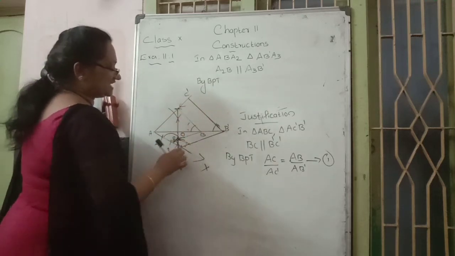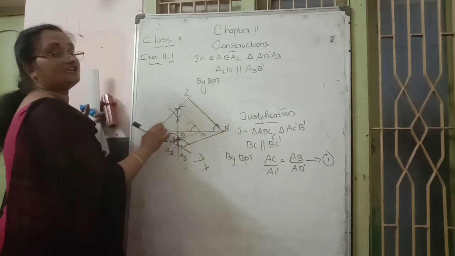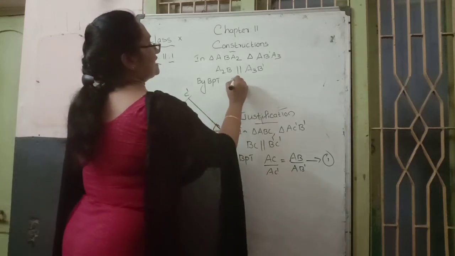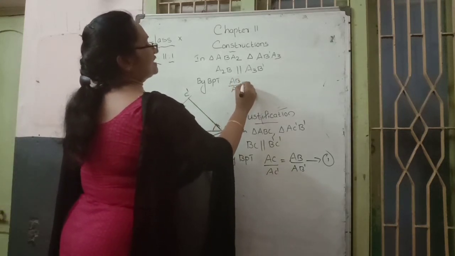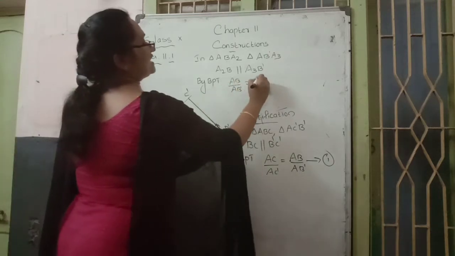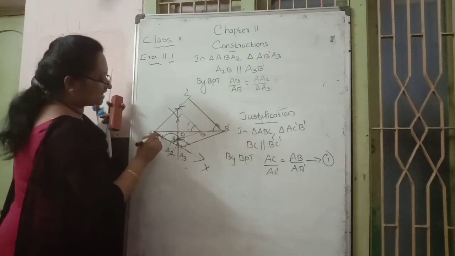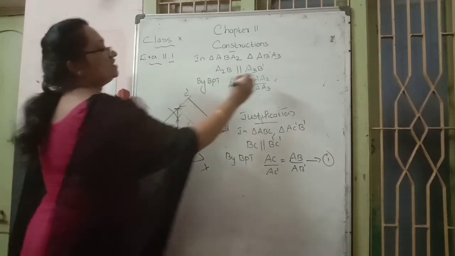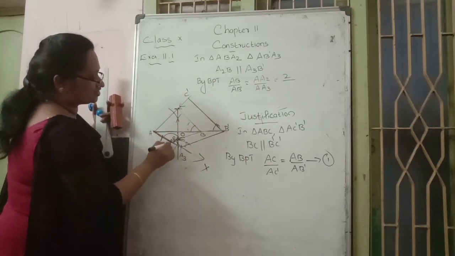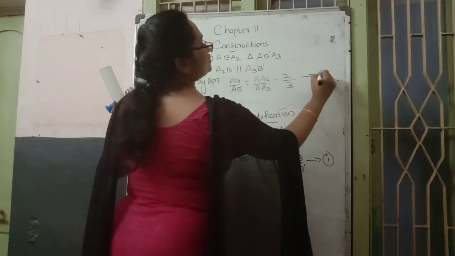the parallel lines A2B and A3B dash intersect the sides and make an equal ratio. Which ratio? AB by AB dash is equal to AA2 by AA3. Then here, see, A2 distance is how much? 1 and 2, so this part represents 2. Next, the A3 distance: 1, 2 and 3. So how much distance does it have? 3 distance. There you mark equation 2.